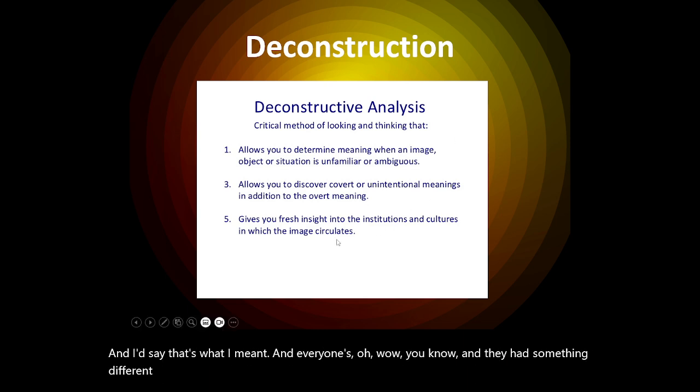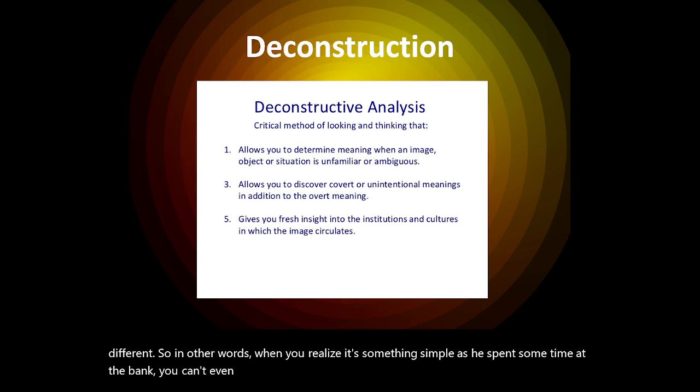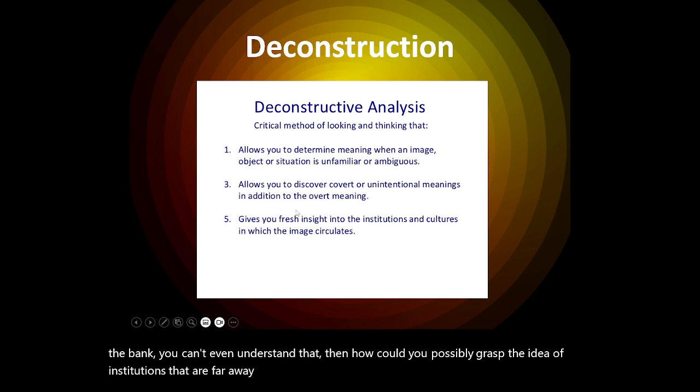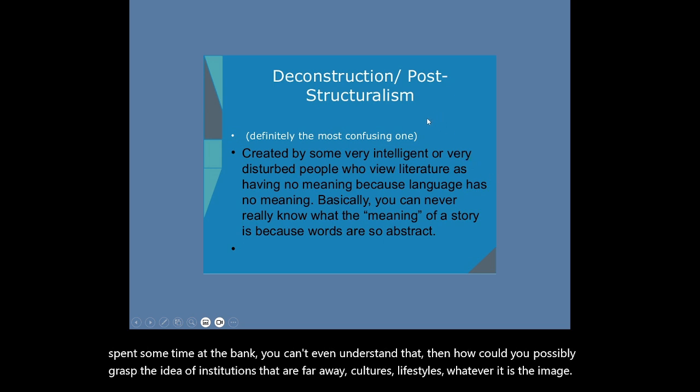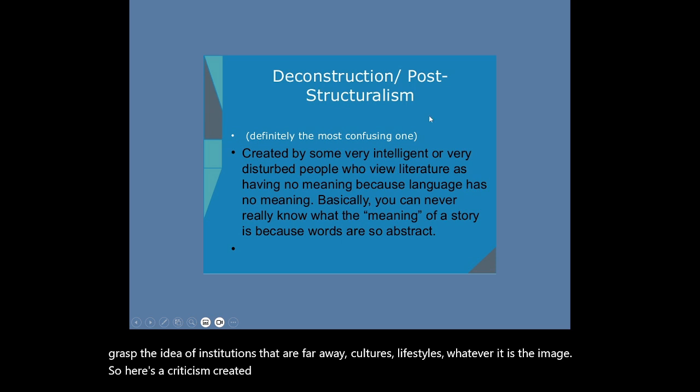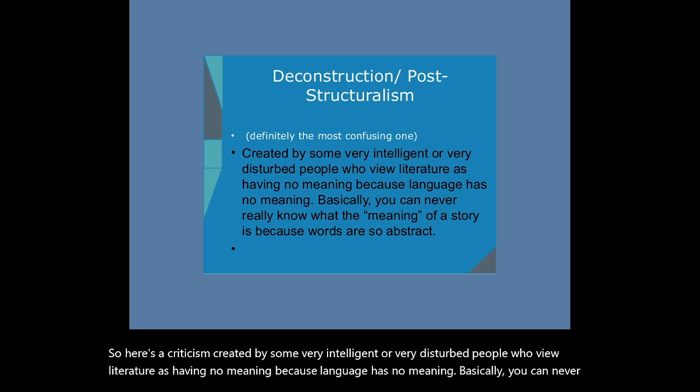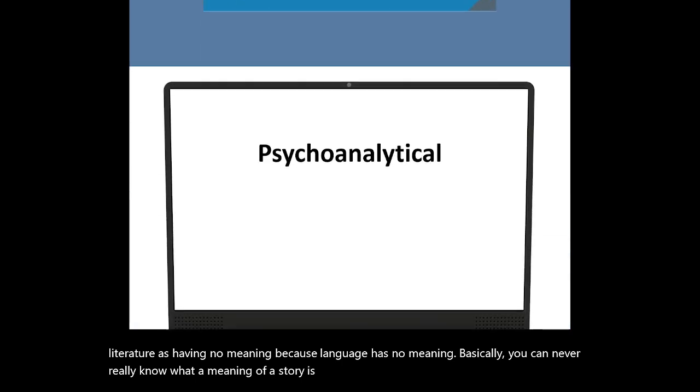So in other words, when you realize that something as simple as he spent some time at the bank can't even be understood the same way, then how could you possibly grasp the idea of institutions that are far away, cultures, lifestyles, whatever it is, the image. So here's a criticism created by some very intelligent and very disturbed people who view literature as having no meaning because language has no meaning. Basically, you can never really know what the meaning of a story is because words are so abstract.